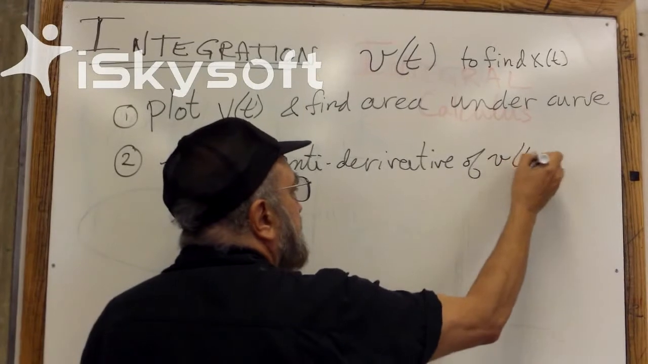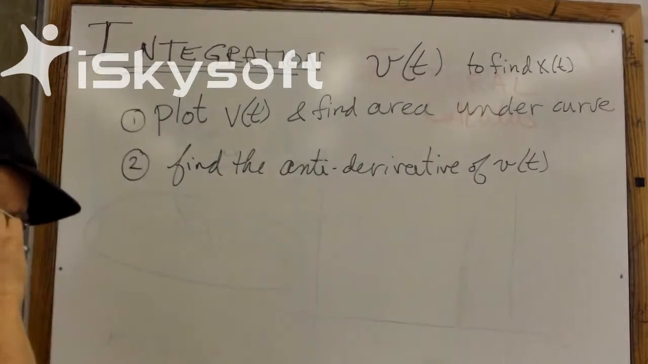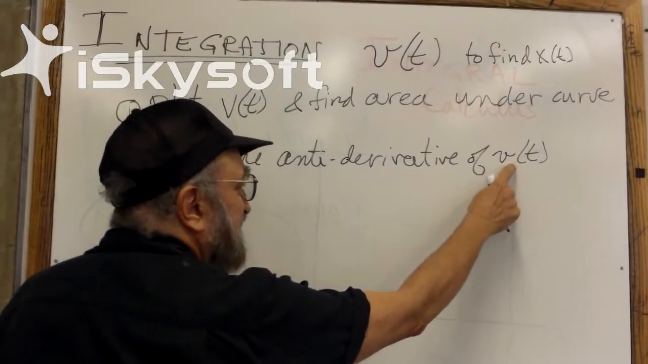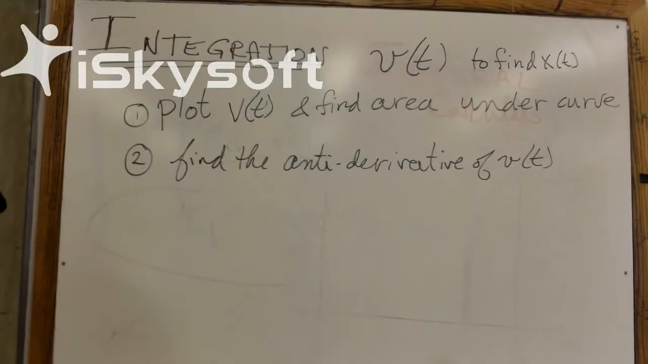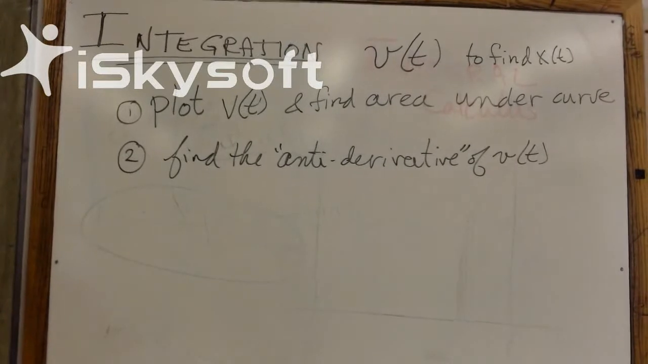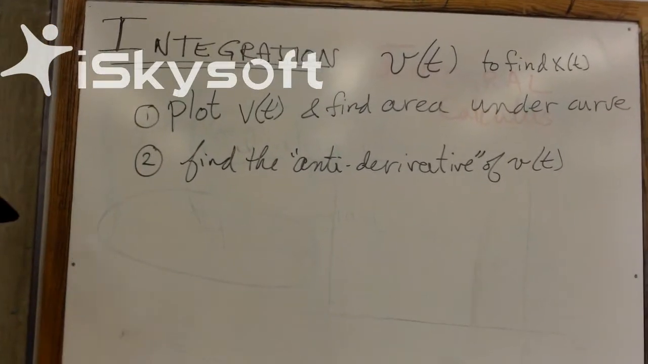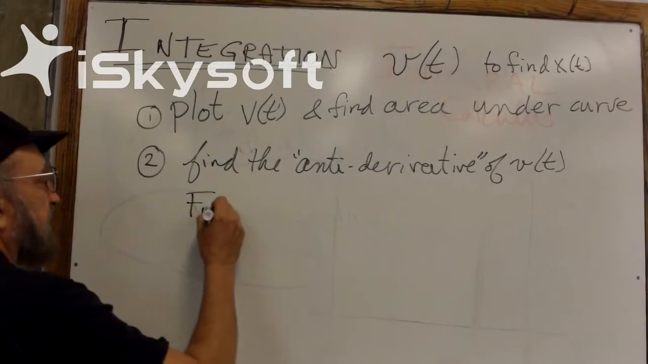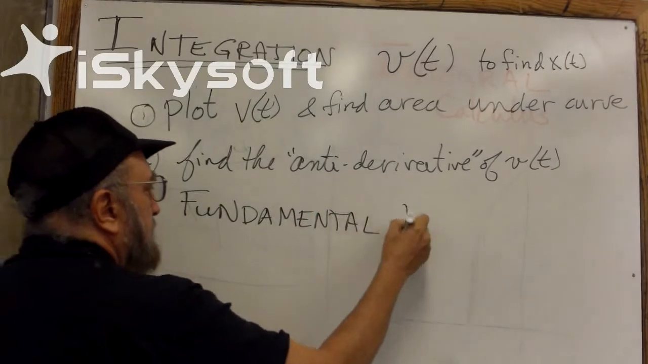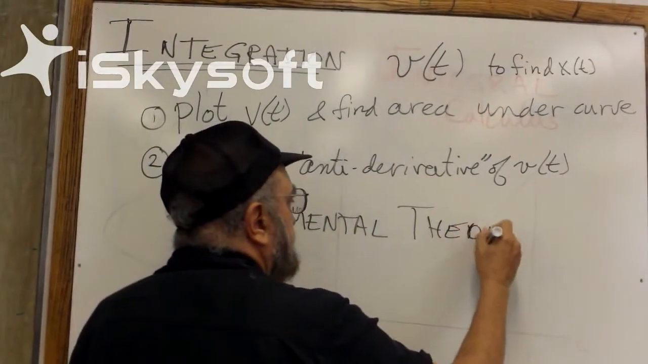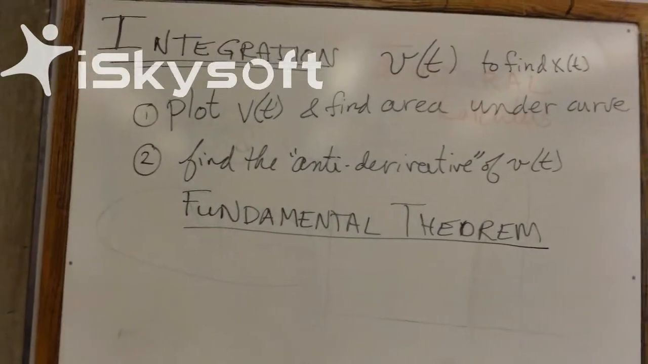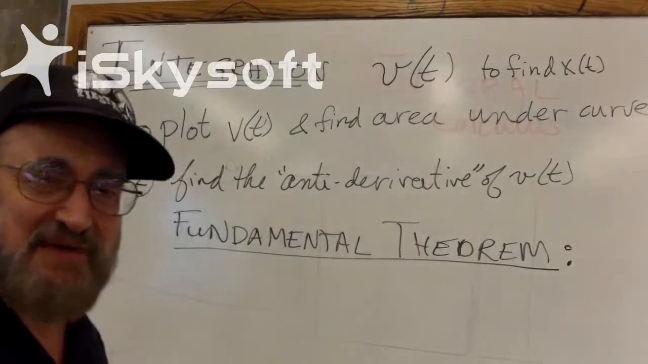of v of t, which is a function which, if you were to differentiate this and find this derivative, you get back to the antiderivative. Put it in quotes. The combination of these two methods is called the fundamental theorem of calculus. This is our punchline from a mathematical point of view.